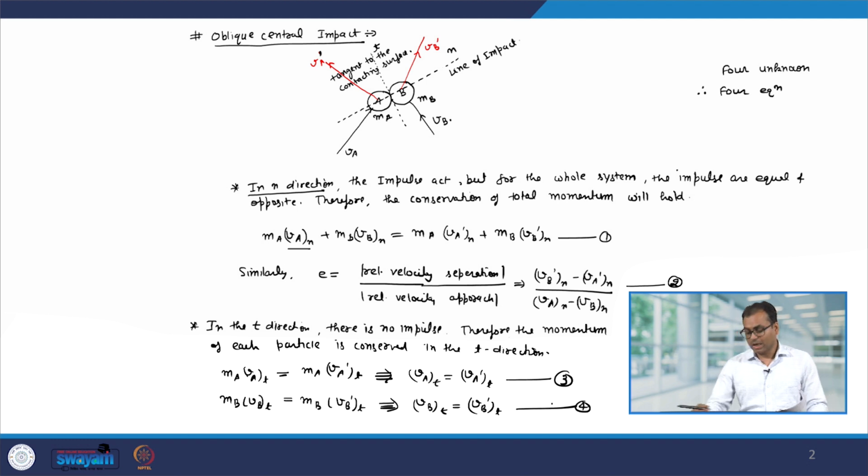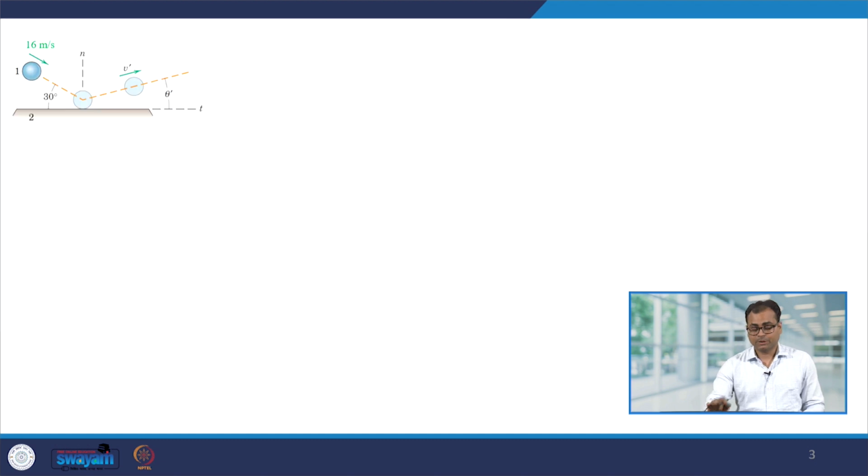So, now we have 4 equations and, as I said, there are 4 unknowns. So, in principle the problem can be solved mathematically. Now, let us look at some examples based on this concept. This is the first problem statement.